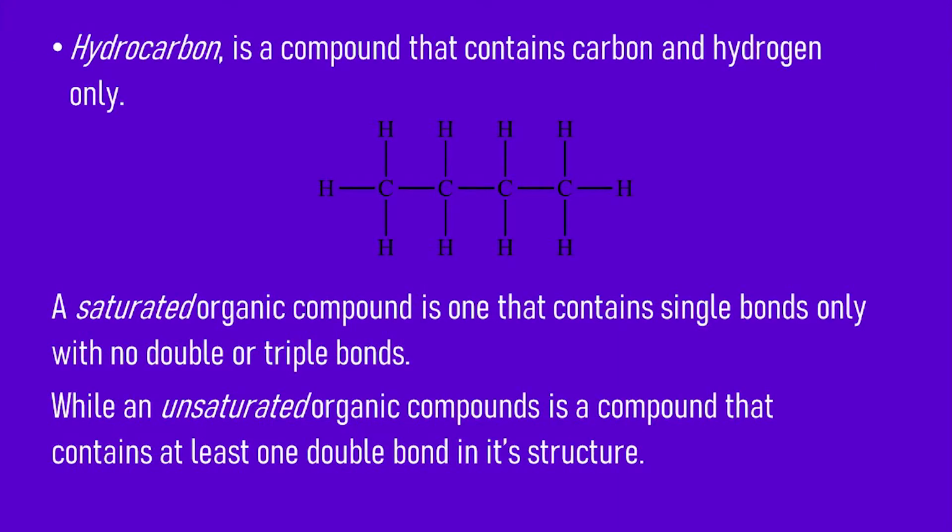A hydrocarbon is an organic compound that contains carbon and hydrogen only. A saturated organic compound is a compound that does not contain any double or triple bond. It contains only single bonds, while an unsaturated organic compound is a compound that contains at least one double bond in its structure.